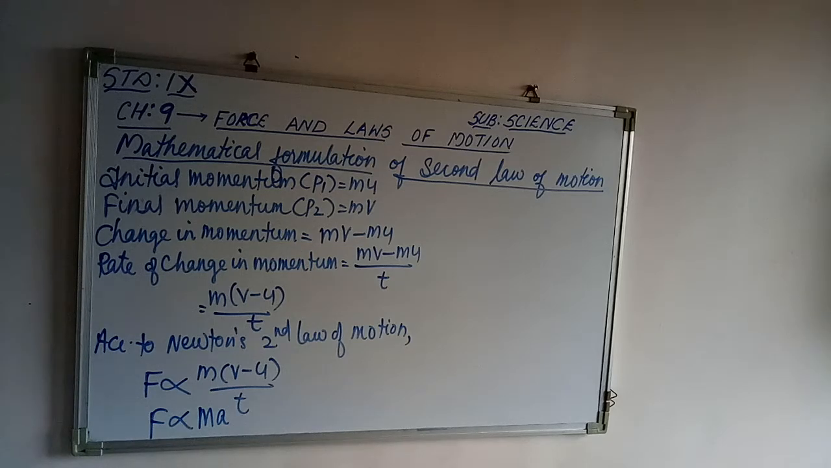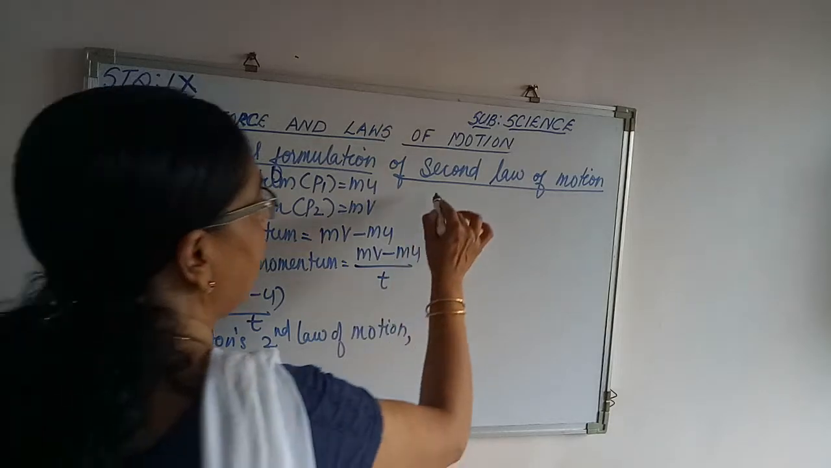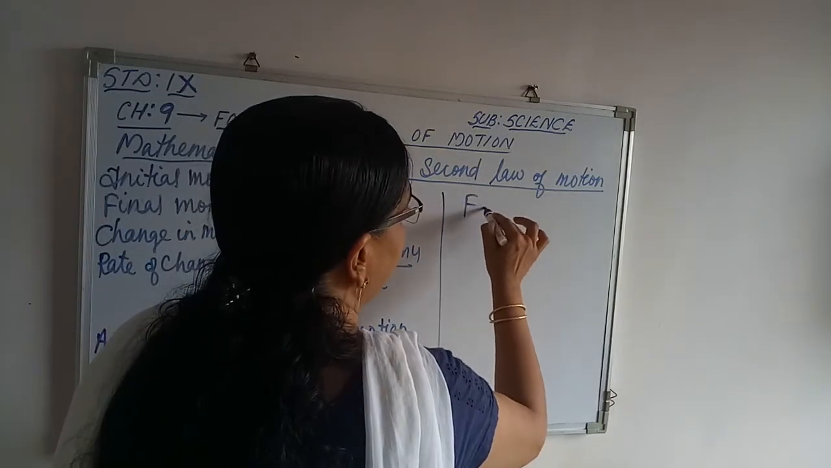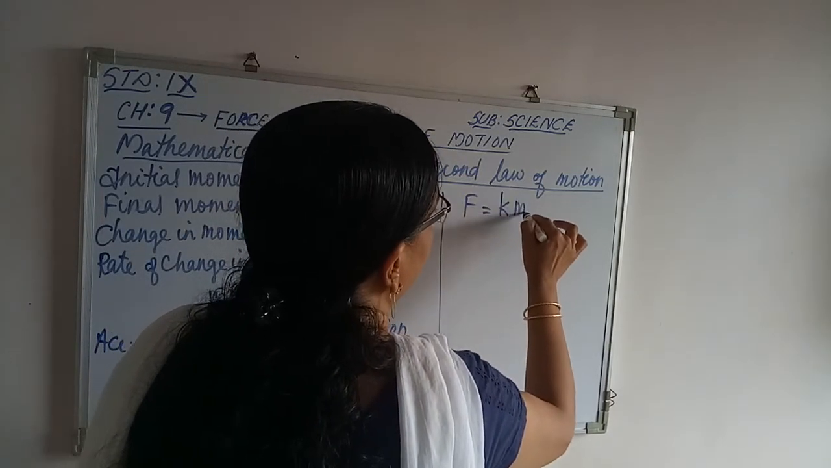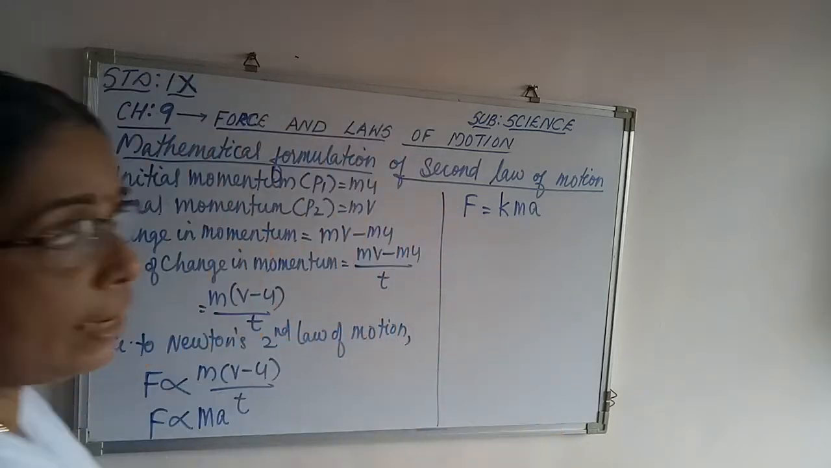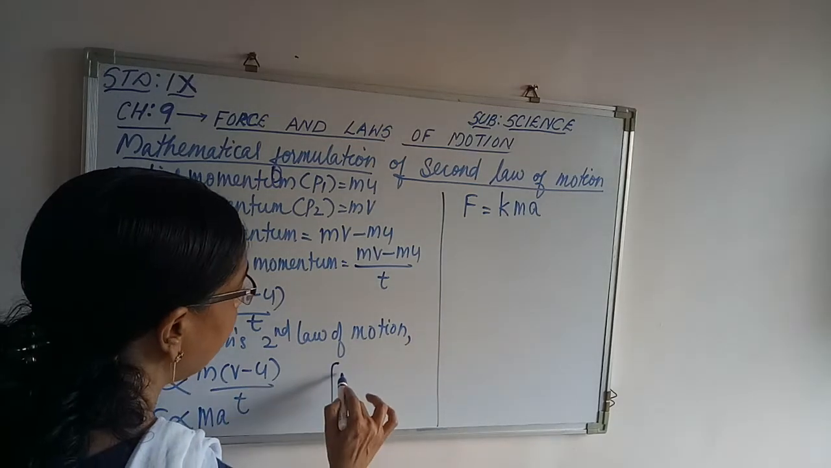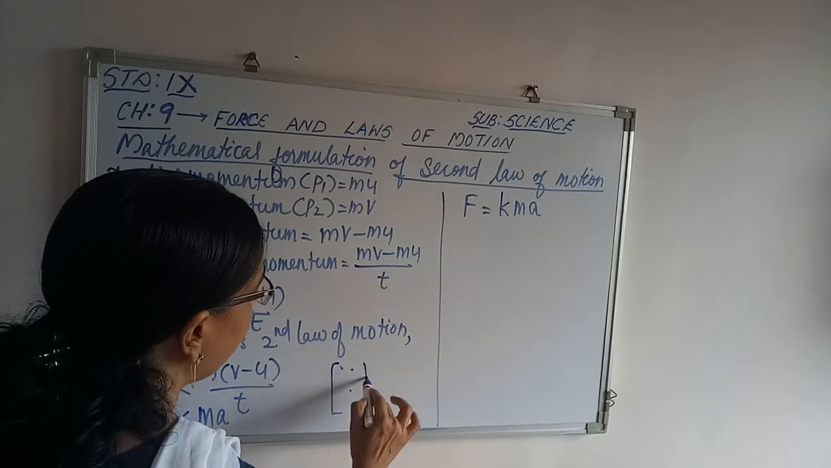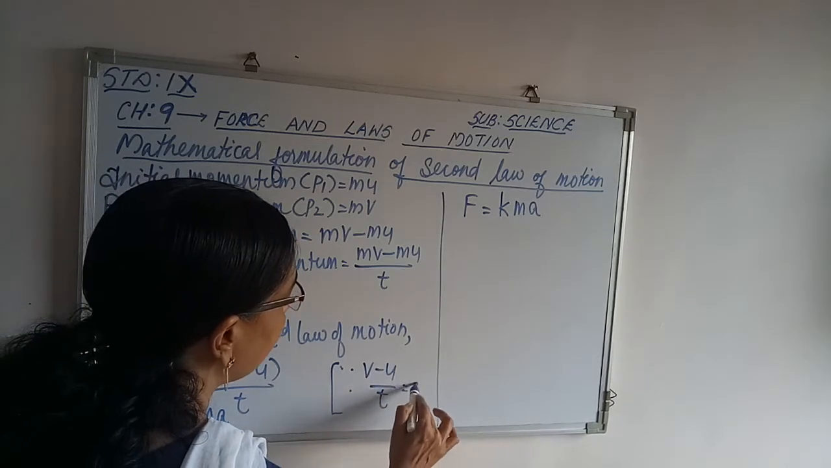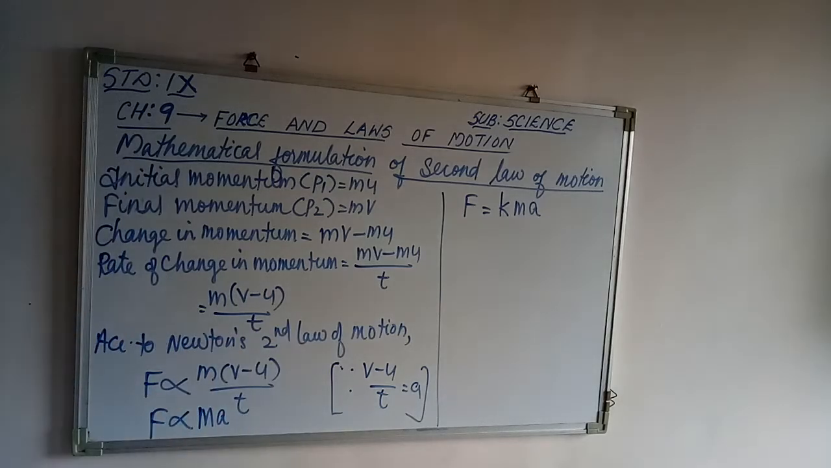Now the proportionality can be changed to an equation by multiplying with a constant. We can use the constant as k. So F is equal to k into m into a, where k is the constant of proportionality. Is that clear? If you have a doubt you can write the bracket. Since v minus u upon t is equal to a, that's why we are substituting a.